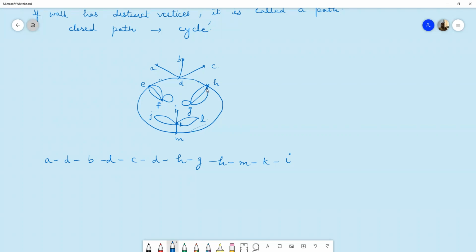Now because this walk contains edges more than once, this edge BD more than once, this edge CD more than once, this is not a trail, because a trail is a walk which has distinct edges. So this is a walk of length 11 because it contains 11 edges.